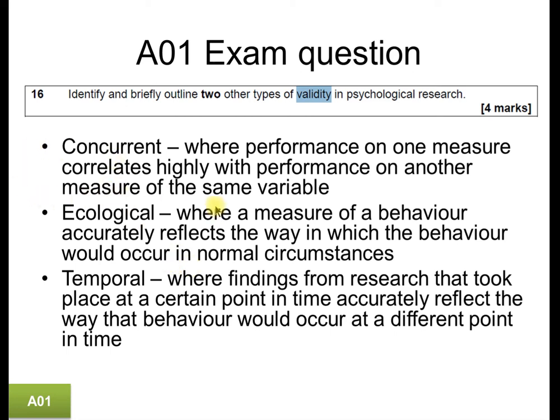Pick the two that you feel most comfortable with, and actually something I have not done here, which I would always recommend, is potentially provide an example. It says psychological research, so you don't have to stick with experiments. You can talk about literally any method. So this sort of question is absolutely ideal, pure AO1.